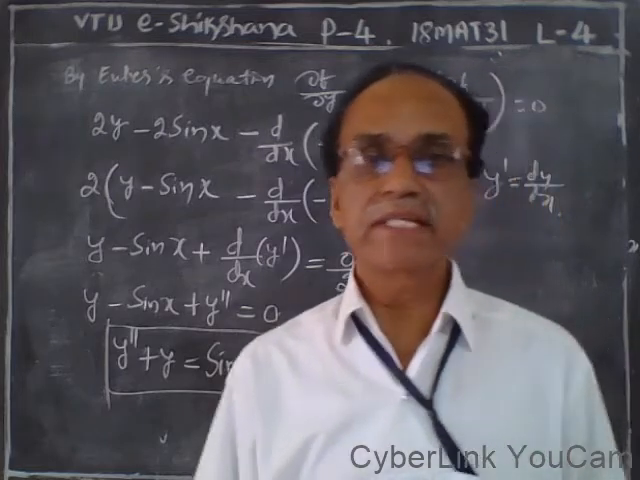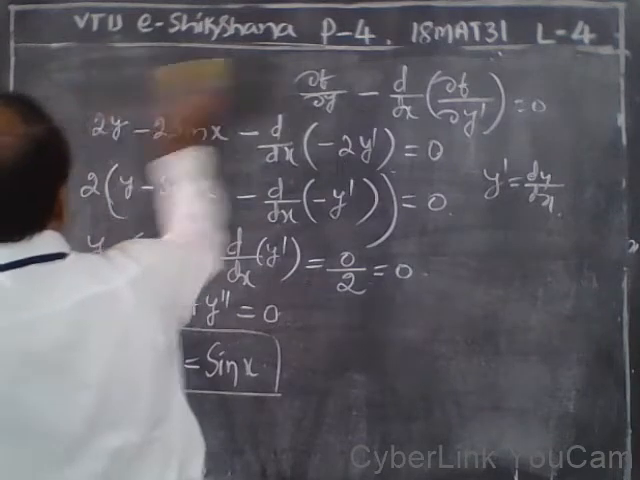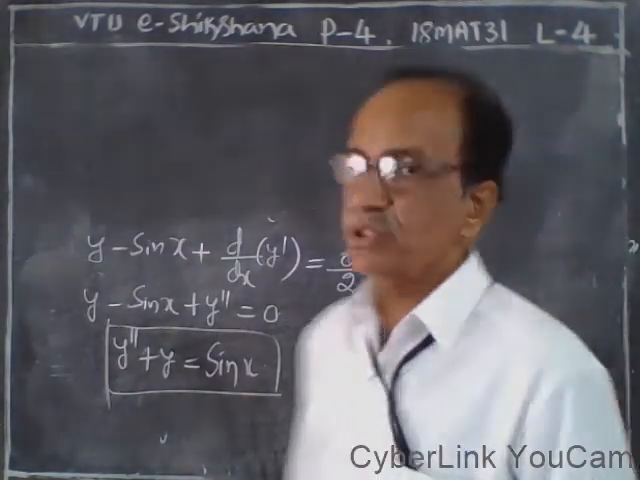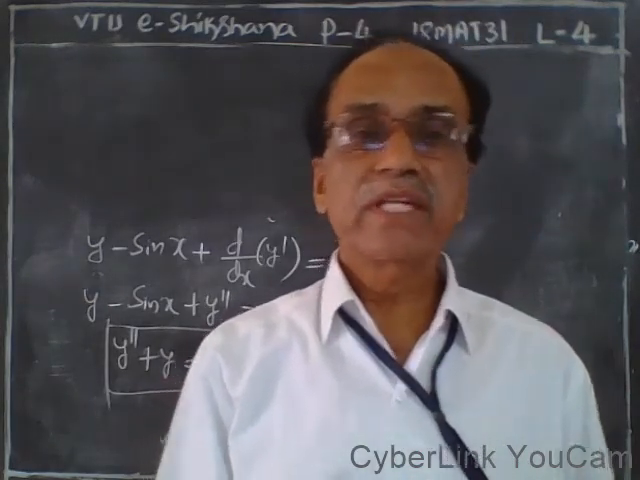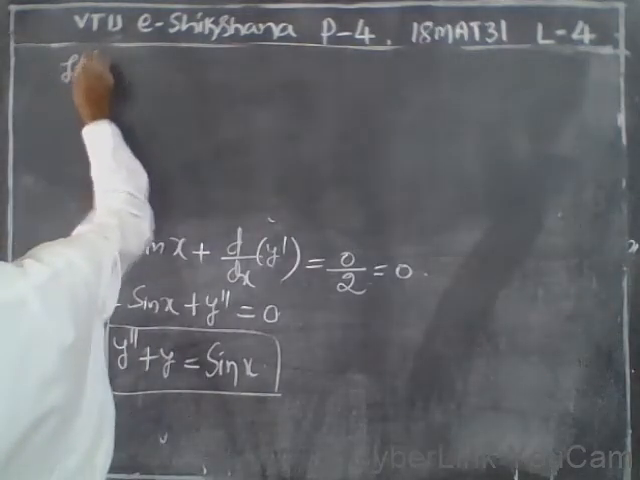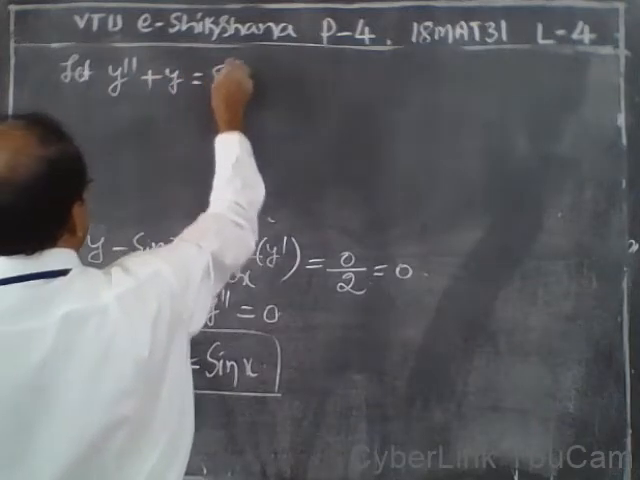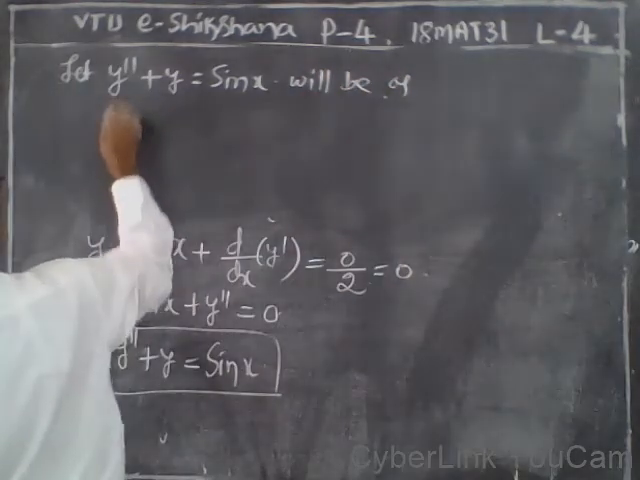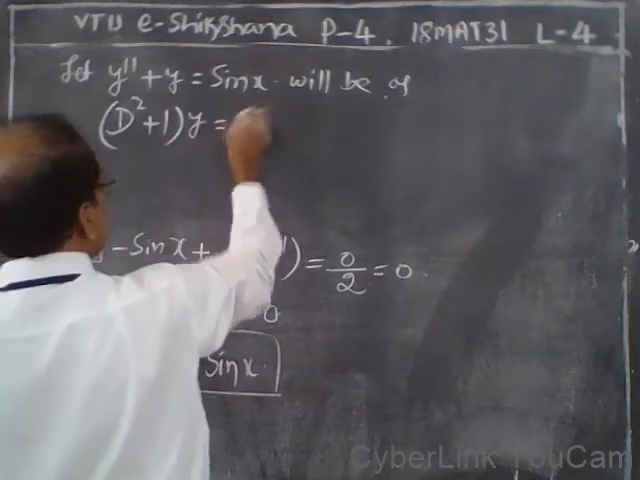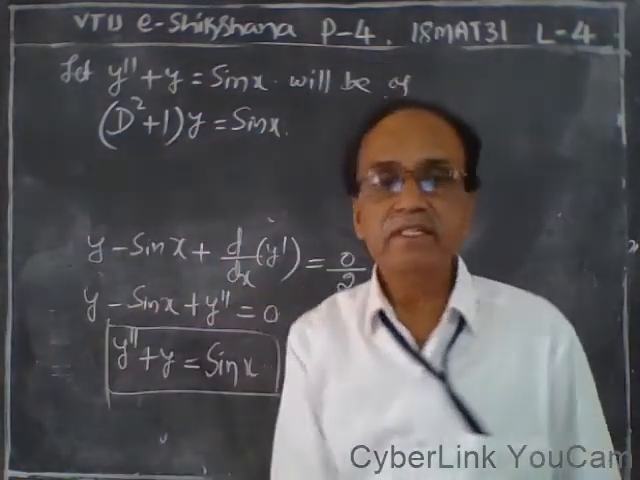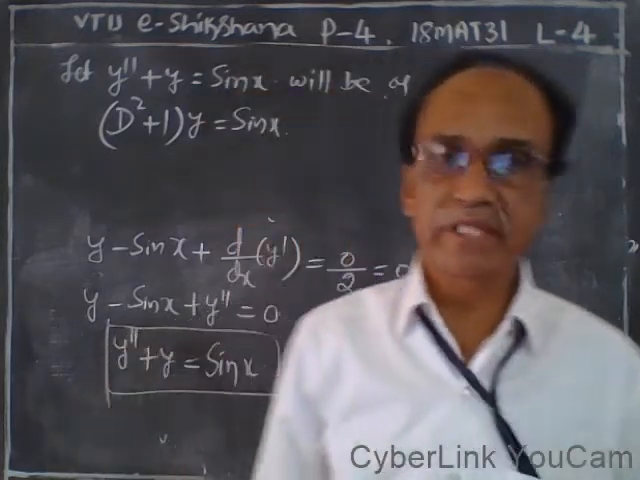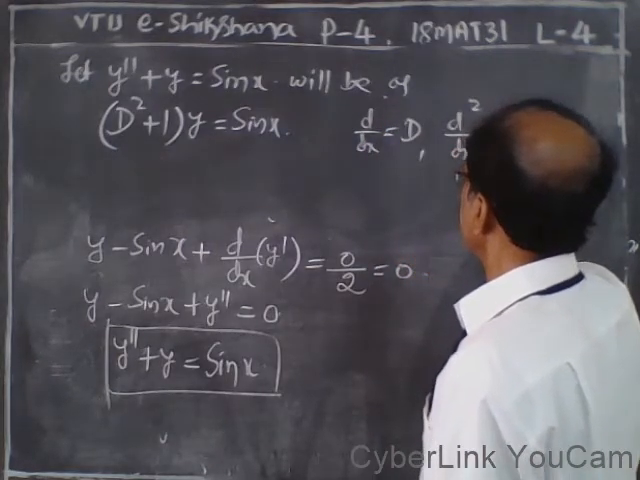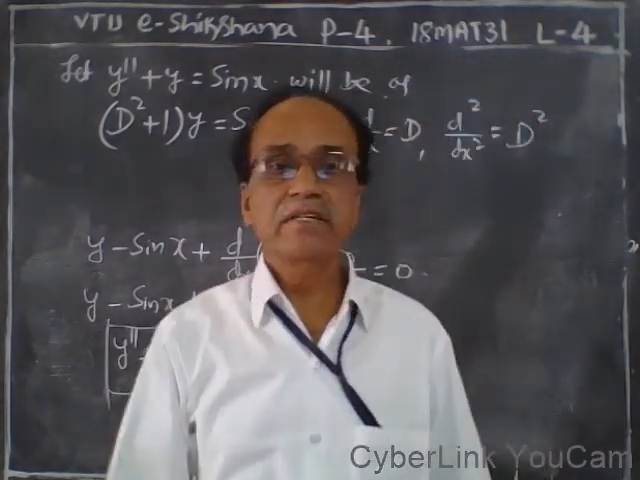You know the procedure how to solve this second order differential equation with constant coefficients. That will be done by the inverse differential operator method, by writing the general solution as yc plus yp. Let y double dash plus y equal to sin x be written as D square plus 1 operating on y is equal to sin x. We have already studied variation of parameters, undetermined coefficients, inverse differential operator method. Here d by dx is equal to capital D, and d square by dx square is equal to D square. This is called the linear differential operator.